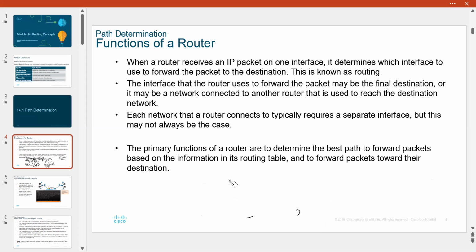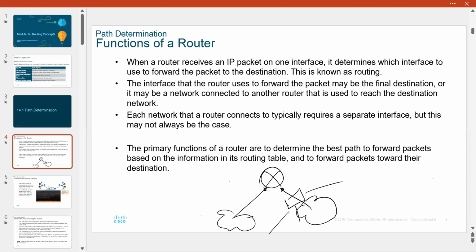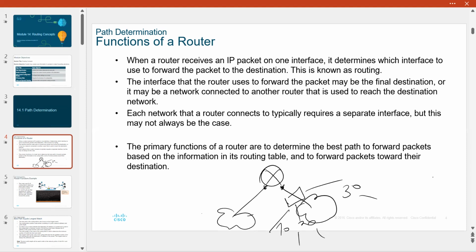Right, each network that a router connects to requires a separate interface, but this may not always be the case. This is a separate network, and this is a separate network. For every interface per router, we have a separate network. But with the introduction of VLANs, that may not be the case. Because on a switch, there are VLANs, VLAN 10, VLAN 20, VLAN 30. These are separate networks as well. So every interface on the router does not always represent a different network. Sometimes multiple networks are attached on one interface in the case of VLANs.